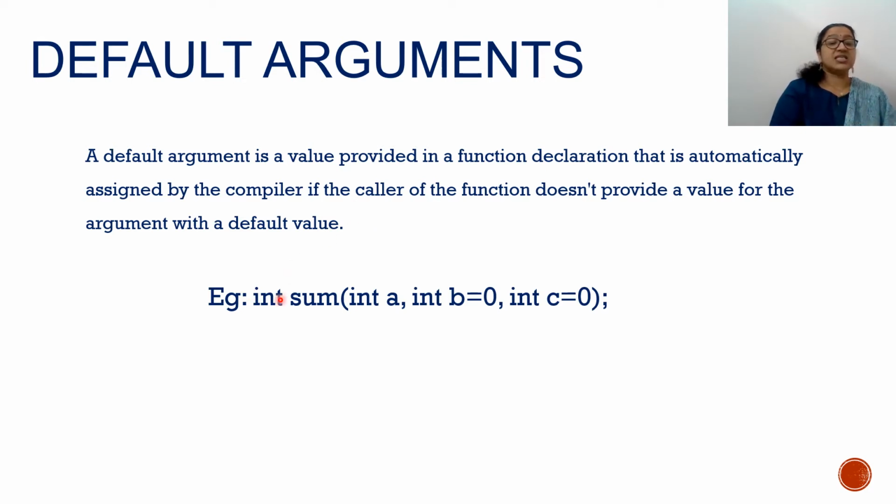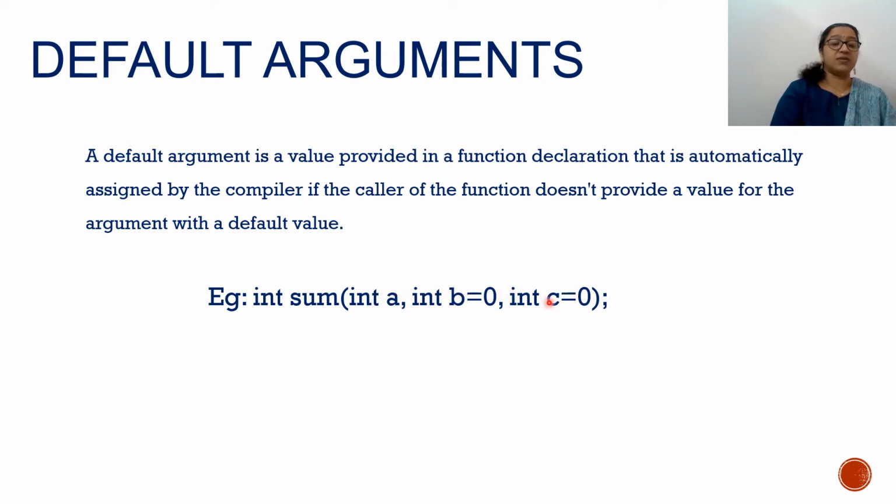Example is int sum(int a, int b = 0, int c = 0); So this is the function prototype or function declaration. The first int shows the return type, sum is the function name and three arguments are there: int a, int b = 0, int c = 0. See, this is initialization. So at the declaration time itself we are assigning the value. That is called initialization. So b and c we initialized, but in a we didn't initialize any value.